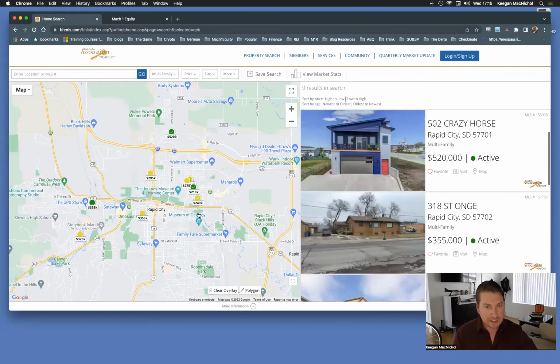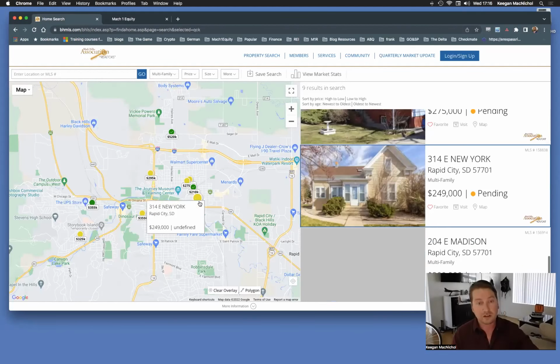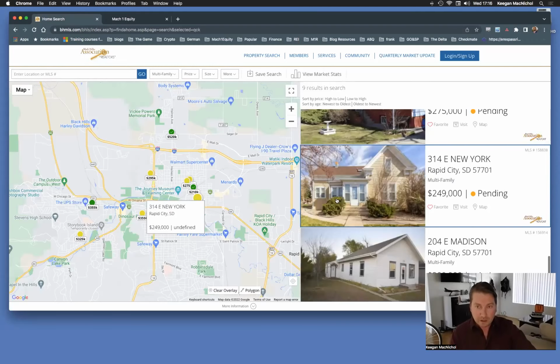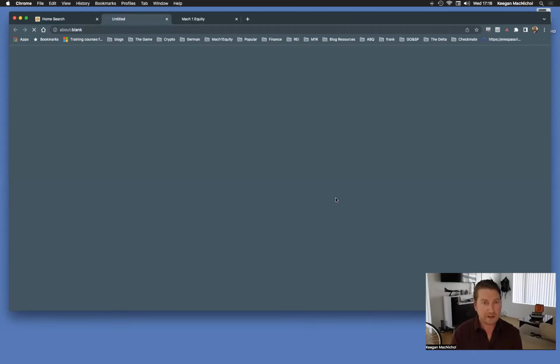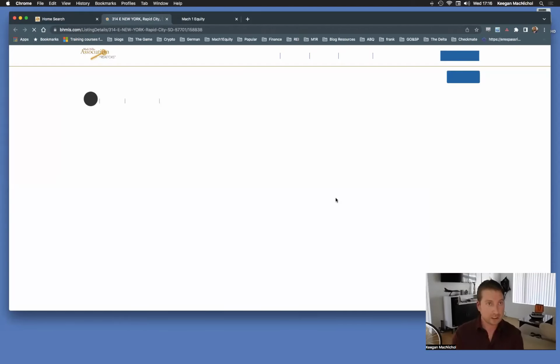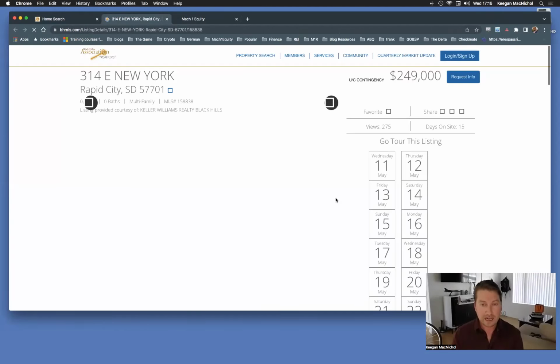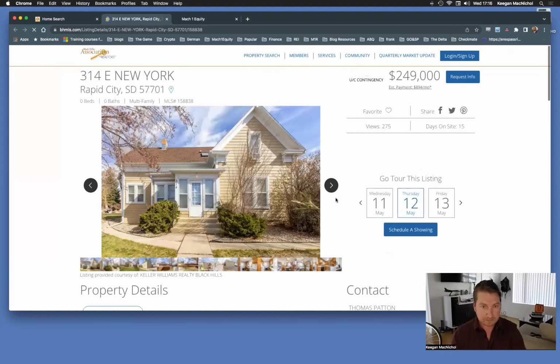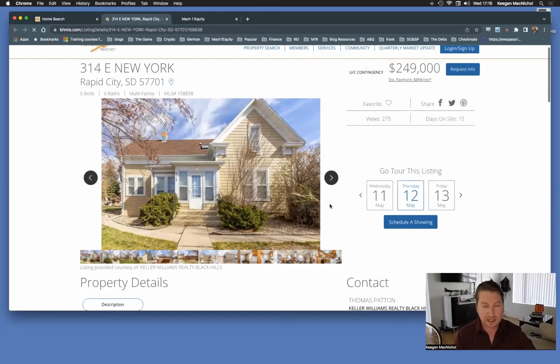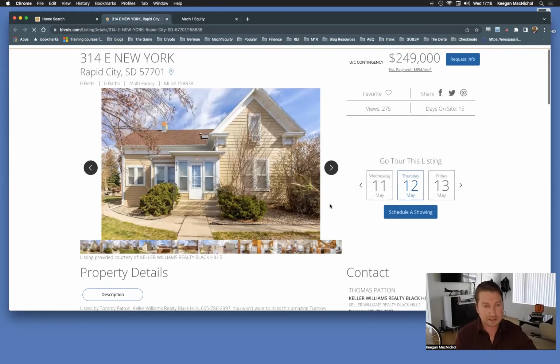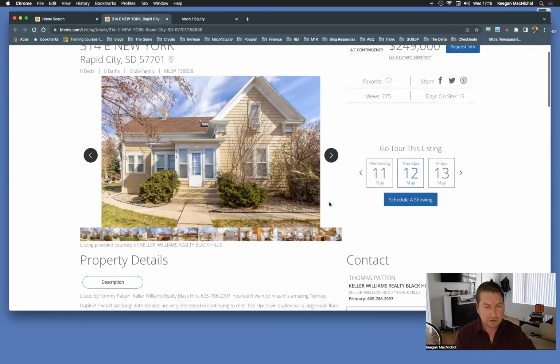So what I did was I went through and clicked on some of these. I'm not going to click on all of them and waste your time, but I found this property. Now this property is currently under contract, but this is just for an analysis. I actually reached out to the broker and had him send me some info. But first, like I said, I come to the MLS listing and go through my first impressions.